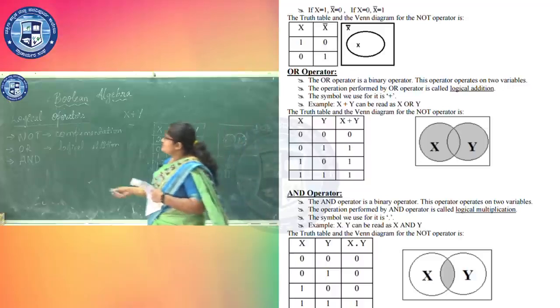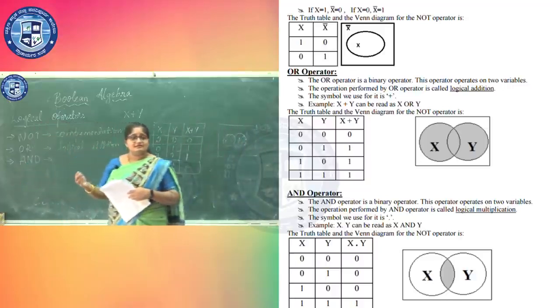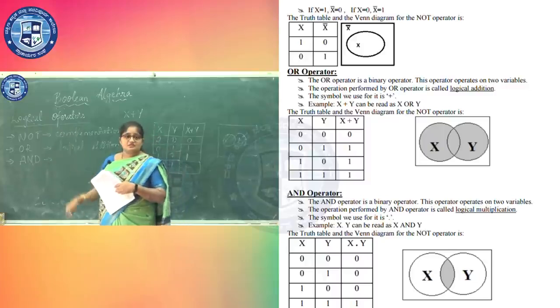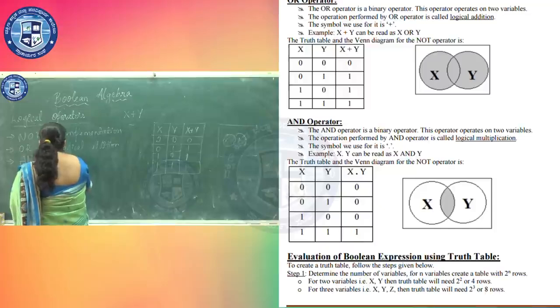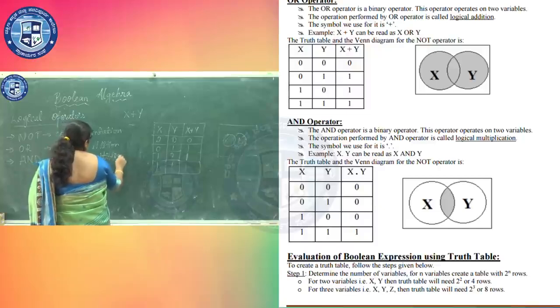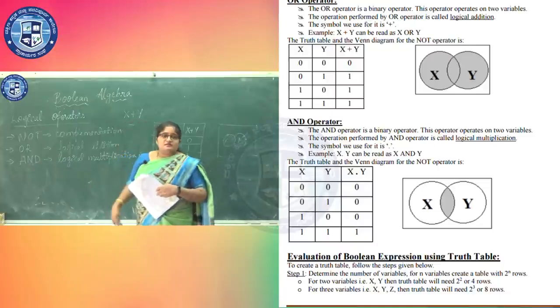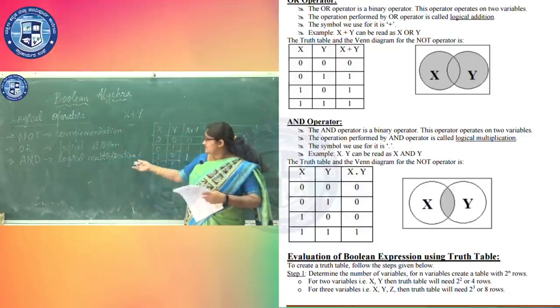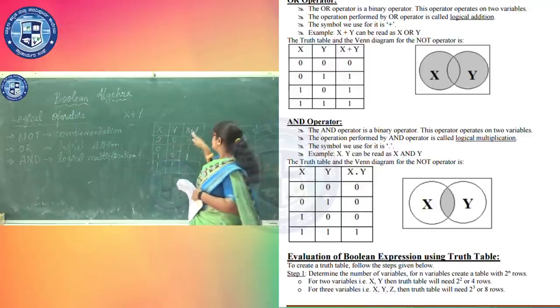Next operator is the AND operator. This AND operator is one more, the third of the logical operators, and this is called logical multiplication. It is a logical multiplication, because we will understand with the truth table.